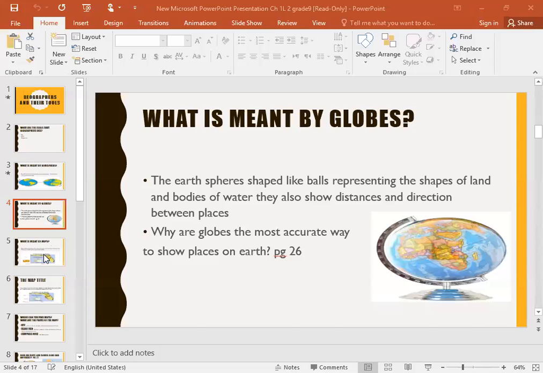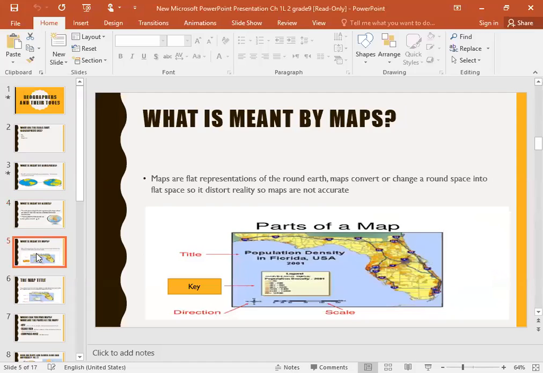They are a flat representation of the Earth, and it helps you to know the place or the location. And it's on paper, so you can put it in your bag and store it. Again, maps are flat representations of the round Earth. Maps convert the round space into flat space.